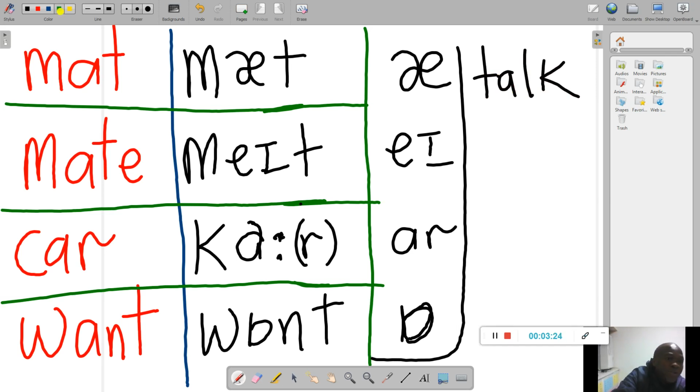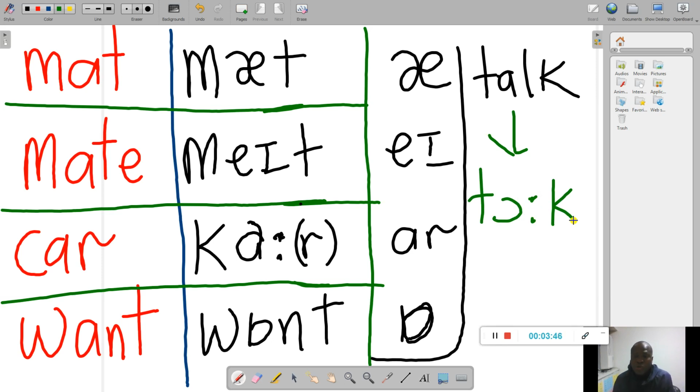So if I write a transcription, or if I write the pronunciation or the sound spelling, the spelling of the sound, you realize that we are going to have T and O. This is a long sound, and K. T, O, K, talk. So here our A makes the sound O.